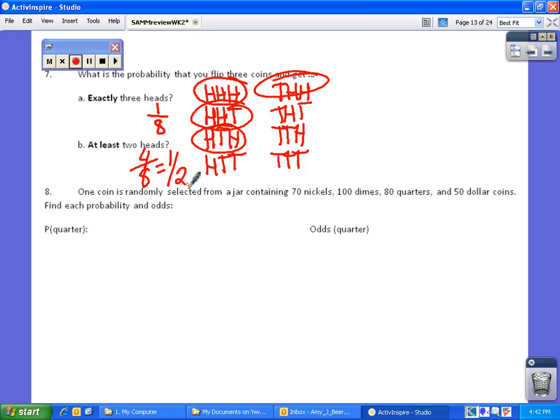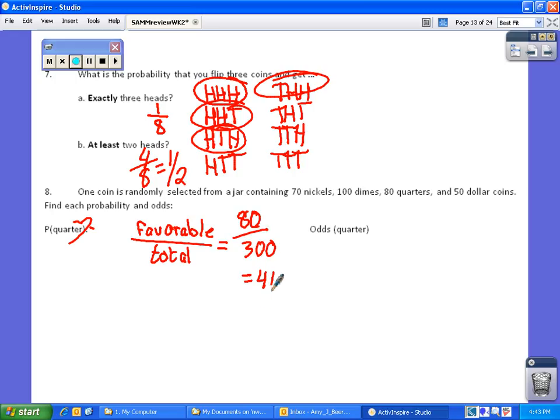Number 8, 1 coin is randomly selected from a jar containing 70 nickels, 100 dimes, 80 quarters, and 50 half-dollar coins. Find the probability and odds. Remember, probability is number of favorable outcomes over total number of outcomes. The favorable outcomes in this case are the quarters. There are 80 quarters over 300 total coins, which reduces to 4 out of 15.